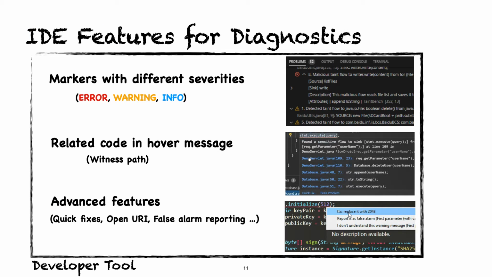The client which supports ASP provides rich IDE features for diagnostics sent by the Magpie server. You can have markers with different severities: error, warning, or information. Or, as you have seen in the example for FlowDroid, the witness path for the vulnerabilities is displayed in the hover message. Or some advanced features such as quick fix, as you have seen for CogniCrypt.